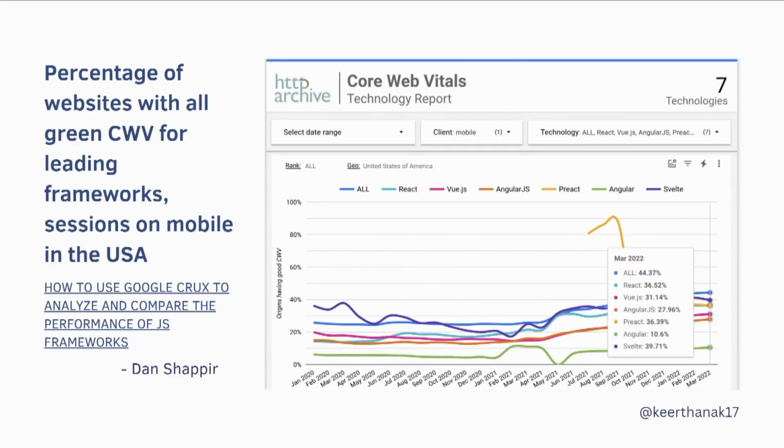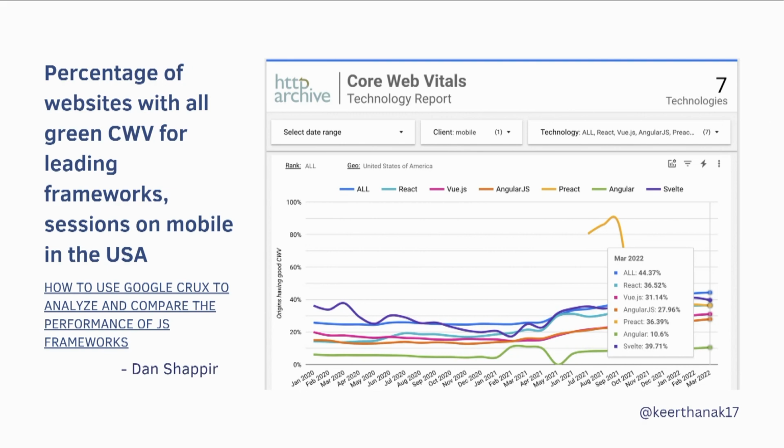So everybody knows about Web Vitals now, but I'm not sure how many people have seen this talk from Dan Shapir or read this article. He did a very interesting study because, to be honest, Web Vitals are still quite new compared to the age range of the internet, right?